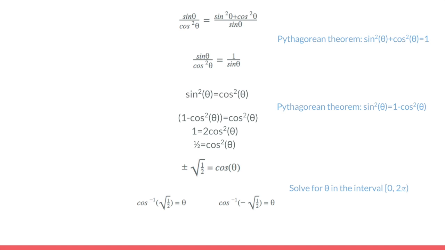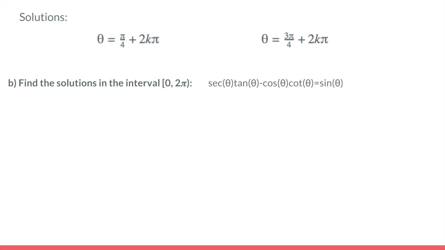So when we solve through this, we end up getting theta equals pi over 4 and theta equals 3 pi over 4. Since cos x has period 2 pi, to get all solutions, we add integer multiples of 2 pi to these solutions. What we end up with is theta equals pi over 4 plus 2k pi, and theta equals 3 pi over 4 plus 2k pi.